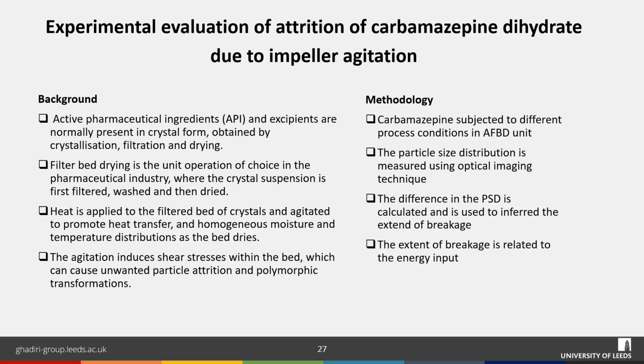Now that we have a working prototype, let's move on to a more systematic study on the evaluation of attrition of carbamazepine dihydrate crystals due to agitated filter bed drying. In this work, we will be subjecting the crystals of interest to different process conditions and measure the shift in particle size distributions using an optical imaging technique. The shift in the particle size distributions will be used as an indicator to infer the extent of breakage and later on correlate with the input energy.